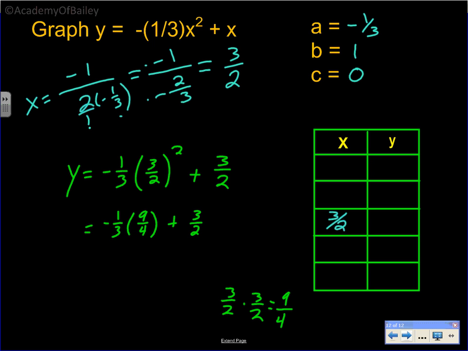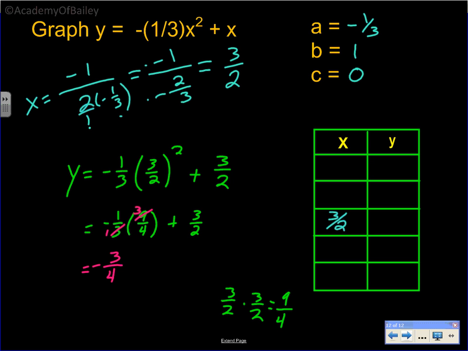I'm looking to multiply -1/3 times 9 over 4. Well, I know 3 goes into 3 once, and 3 goes into 9 3 times. So I can reduce those. That's a number on top with a number on bottom, so multiply straight across. 1 times 3 is 3, and 1 times 4 is 4. We had negative times a positive, which will give us a negative.